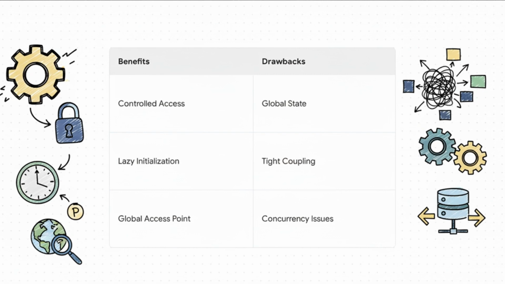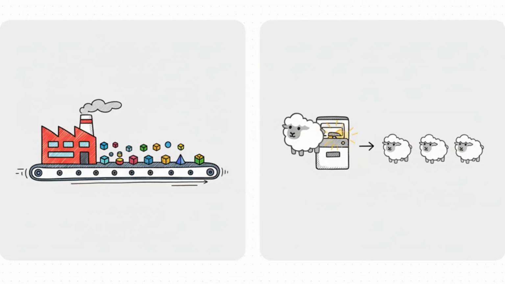But the drawbacks can be a real pain. A singleton is basically a global variable in fancy clothes, which can make your code harder to test and create sneaky dependencies. It creates tight coupling, tangling your other classes directly to it. And in a multi-threaded app, oh man, you have to be really careful or you can run into some nasty concurrency bugs.